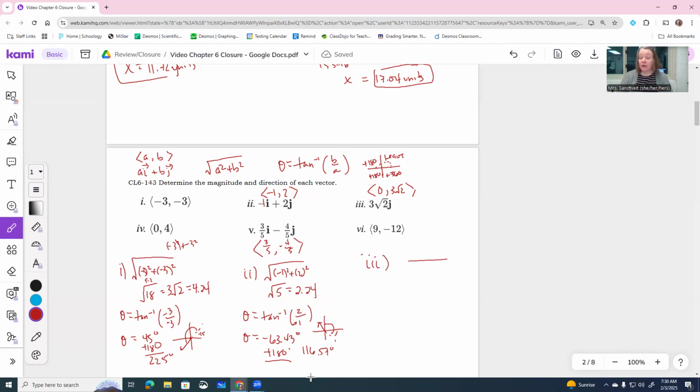All right, for the third one, now this one really you could kind of just think about. If you were to plot this vector, 0, 3 root 2, 0 means you go left or right, nothing, and then you go up whatever 3 root 2 is.